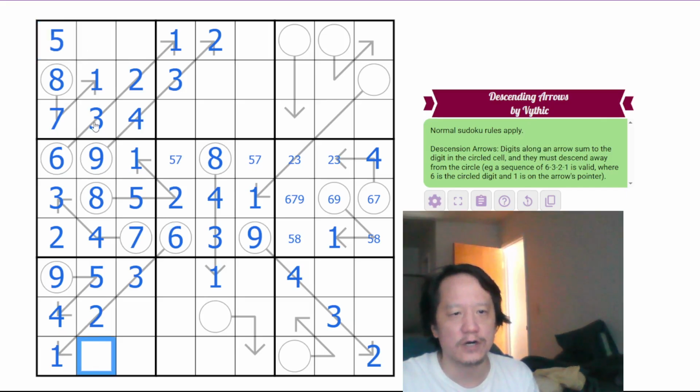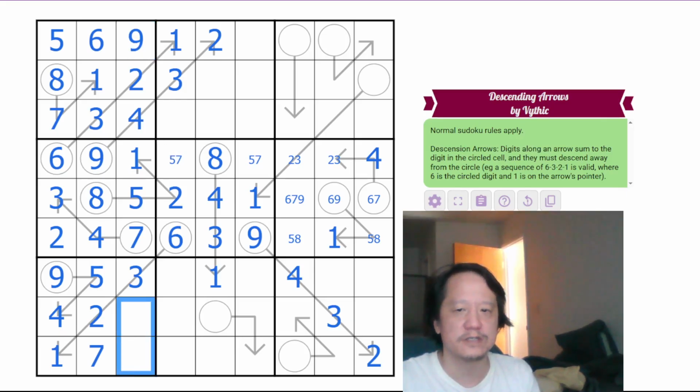Remaining digits in column 2 are 6 and 7. This can't be 7 because of 7 in the box, so that's 6 there, 7 there. Remaining digit in this upper left-hand box is a 9. That leaves us 6 and 8 remaining in column 3.